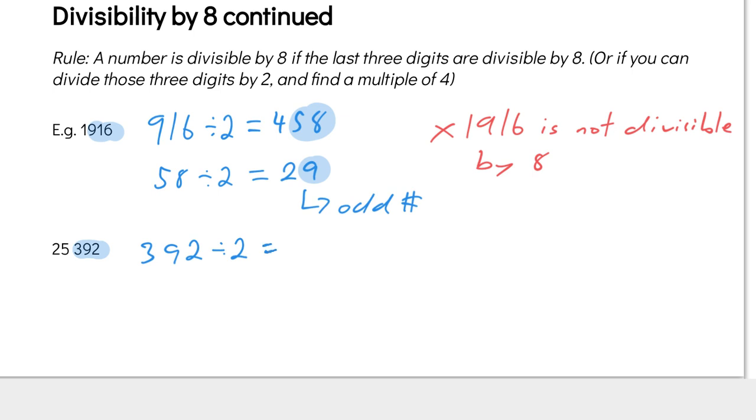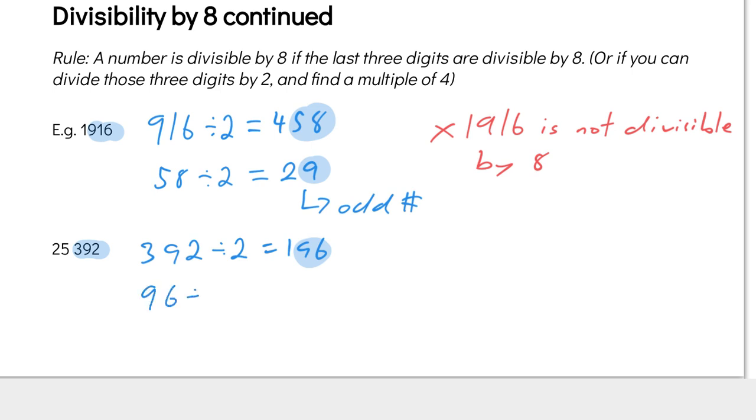So let's see, 300 divided by 2 is 150. 90 divided by 2 is 45. So 150 plus 45 is 195, and another one is 196. All right, we've got 196. And now to check if that's a multiple of 4, we're just going to look at these last two digits, and we're going to divide those by 2 to see if we can find if it's a multiple of 4.